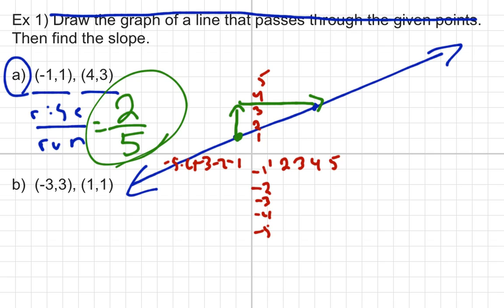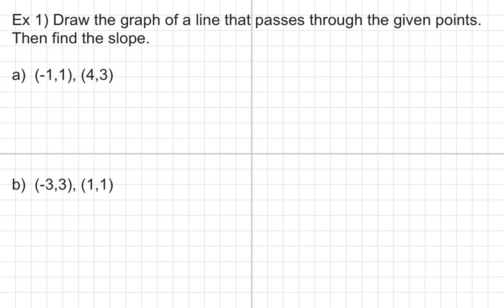Okay? All right, so we're going to clear this out here. I'm going to clear my ink, and I'm going to let you go ahead and do part B here. So clear ink, and remember part A, we got an answer of 2/5. Okay? And now I want you guys to do part B. So start by graphing your 2 points. See if you can come up with the slope. So pause the video.